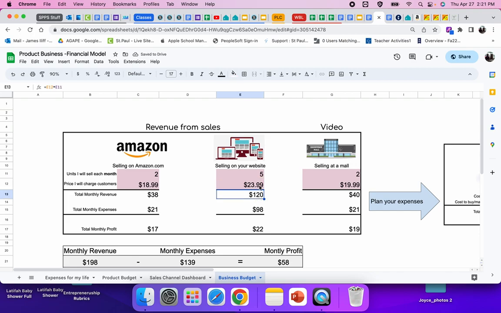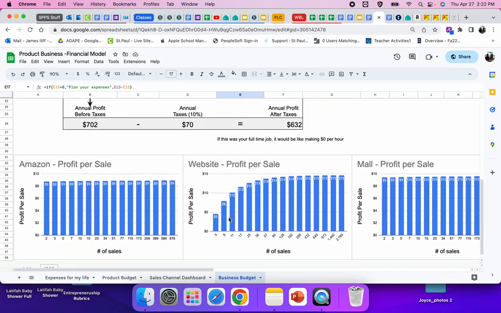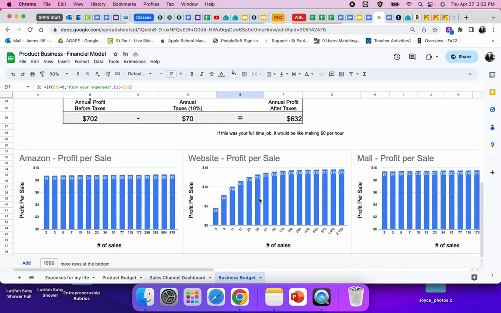Now you can see if I sold 5, I made $120. My expenses were $98, and so I made $22. So long story short, if I sold 5, I made $20. That's like $5 per sale. So I want you to come down here and get your head around these charts. It helps you understand how many you need to sell to get the most profit out of every sale.